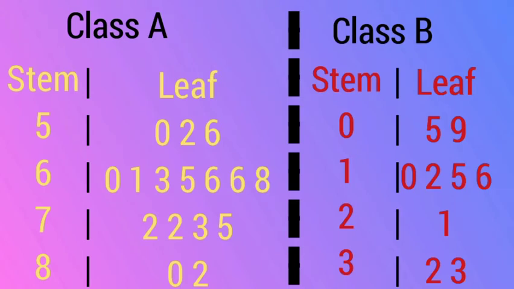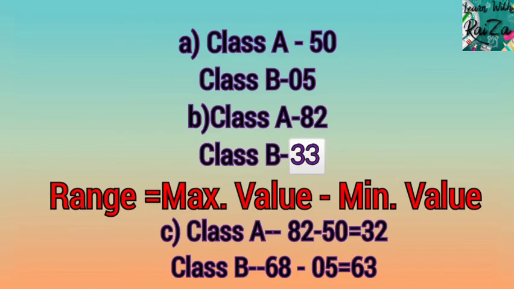Right, now we'll see how to find the range of marks using the maximum marks and the minimum marks. So now have a look at this. The minimum mark of class A is 50, class B is 5, and the maximum mark of class A is 82 and class B is 33. So how to find the range of marks? Yes, there is an equation. Children, you have to remember this. Maximum value minus minimum value will give us the range.